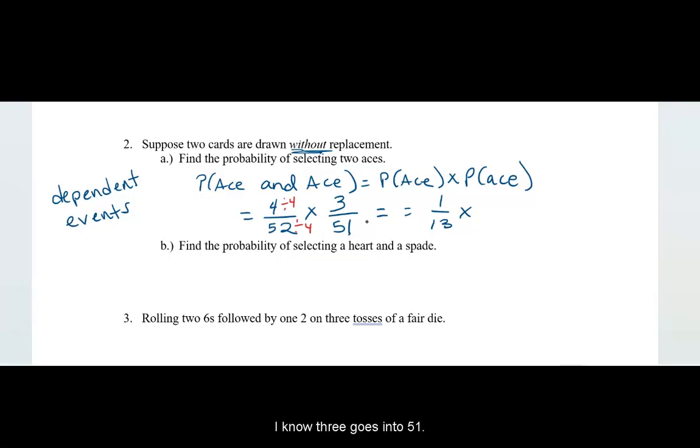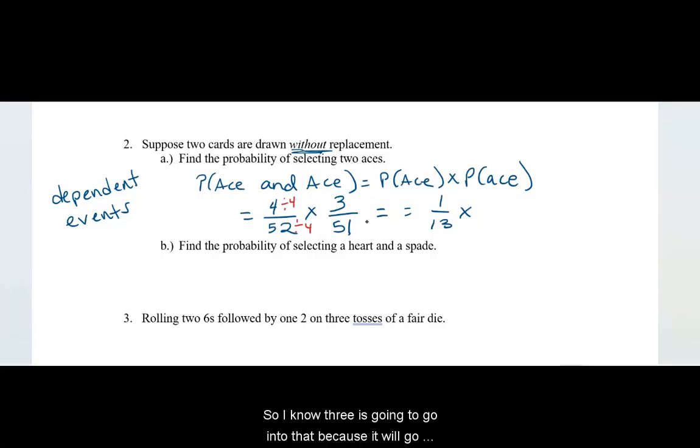I know 3 goes into 51, and here's a little trick of how I know that. If you want to know if 3 goes into any number, you add up the 2 digits. So with 51, I would add up 5 plus 1. 5 plus 1 is 6. I know 3 goes into 6. That means 3 goes into 51. So just a little trick with the 3s.